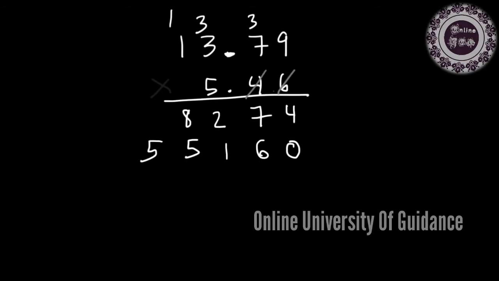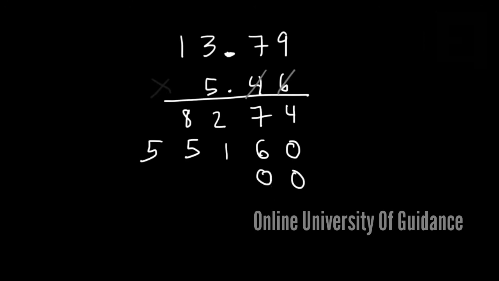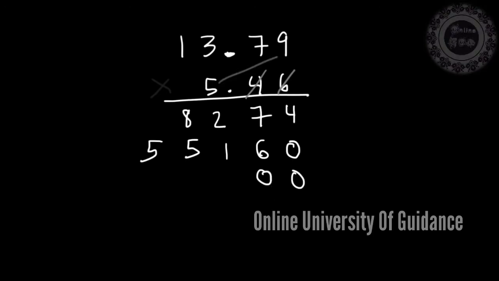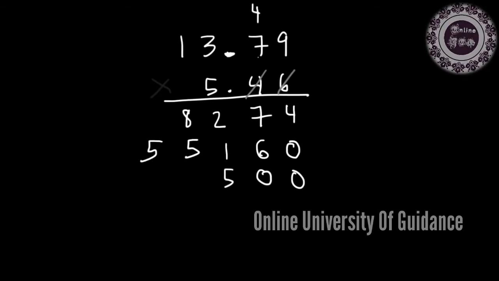So now we're going to move on to 5. Let's get rid of the numbers on top. And let's add a 0. Actually, this time we're going to add 2 zeros. So now 5 times 9, that's 45. And then 5 times 7 is 35 plus 4, that's 39. Carry over the 3. 5 times 3 is 15 plus 3, that's 18. And then 5 times 1 is 5 plus 1, that's 6.